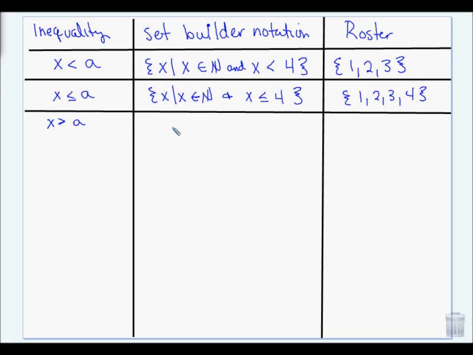Okay, if X is greater than A, we'll say it's greater than 4. You don't start at 4 because it's just strictly greater, so you start at 5, 6, 7, forever.